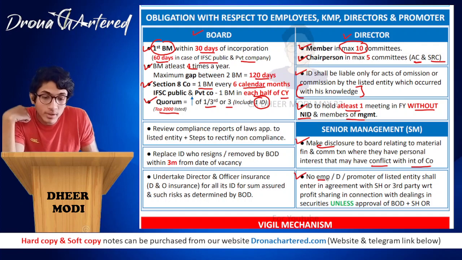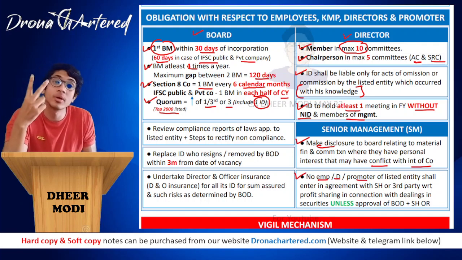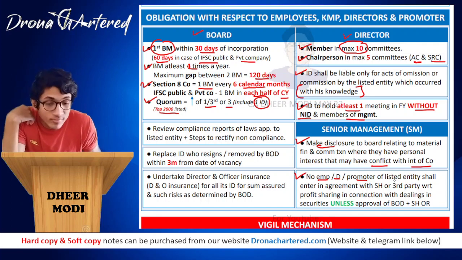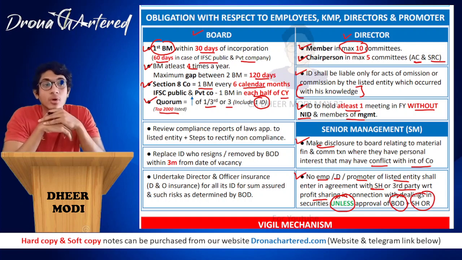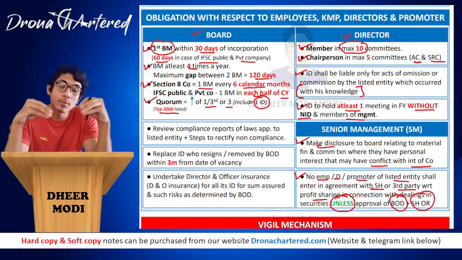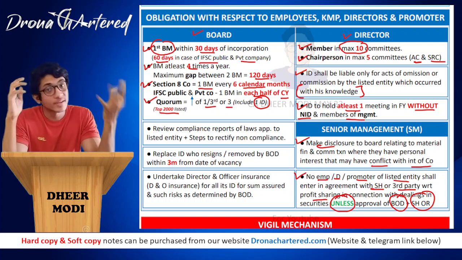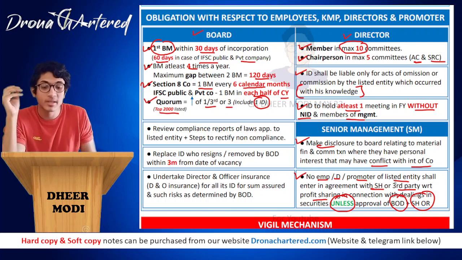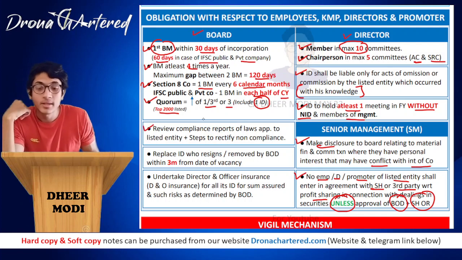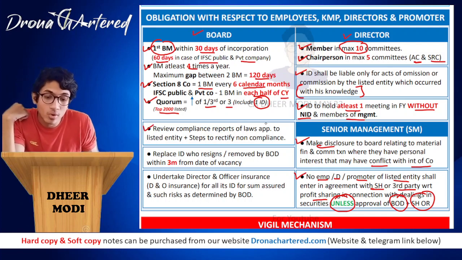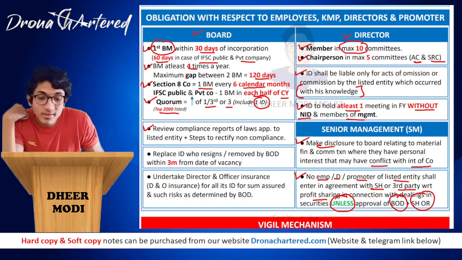And second is no employee, director or promoter of the listed entity shall enter into an agreement with shareholders or a third party with respect to profit sharing in connection with dealings in securities, unless you have received the approval of your board of directors plus shareholders' ordinary resolution. So they will not be allowed, but only and only if they take approval from your board of directors and shareholders will they be allowed to enter into such an agreement.